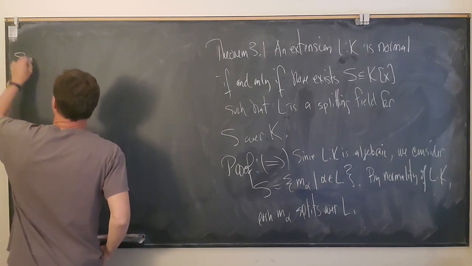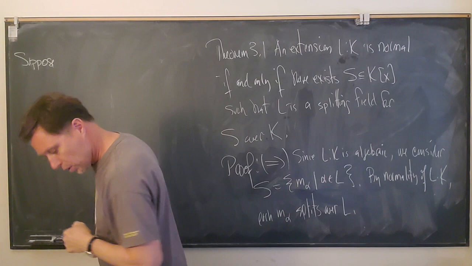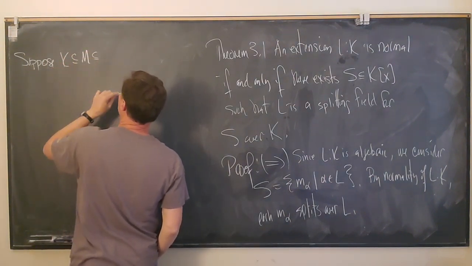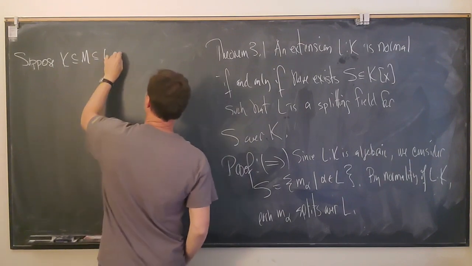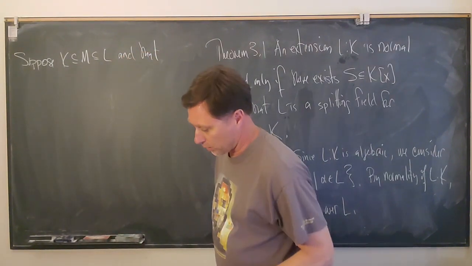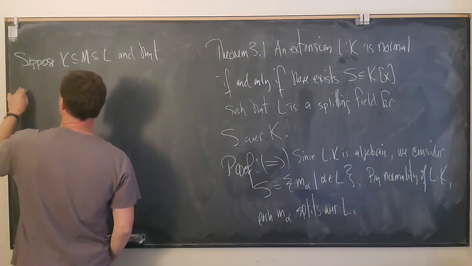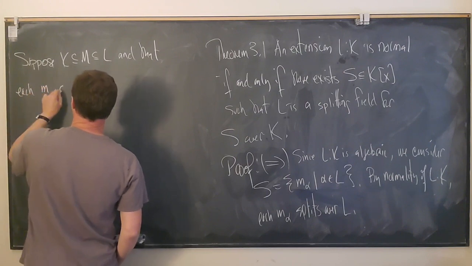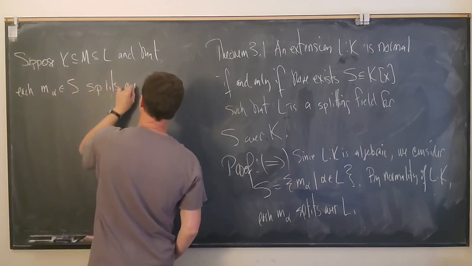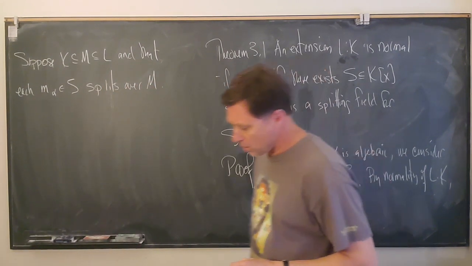So suppose we have K, let's call it M. So suppose we have M sitting in between K and L, and that each minimal polynomial, so let's put in that each M sub alpha in S splits over M. So our job then is to show that M is equal to L.